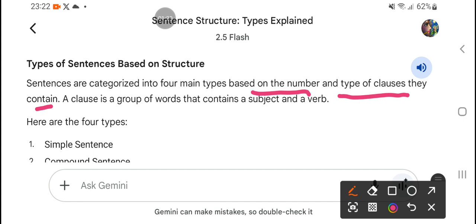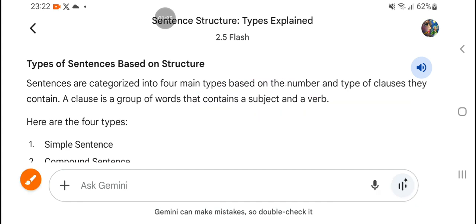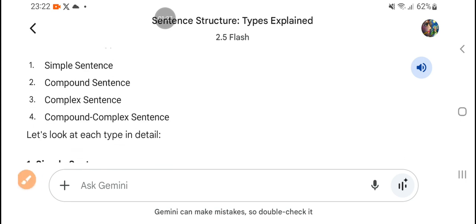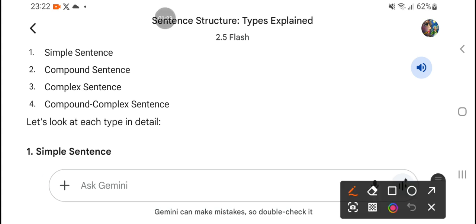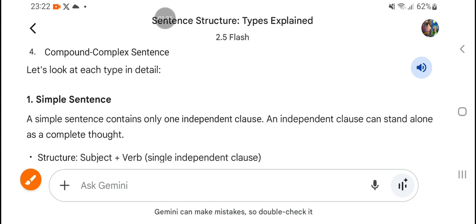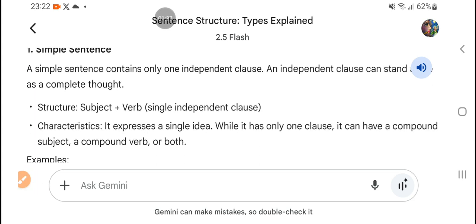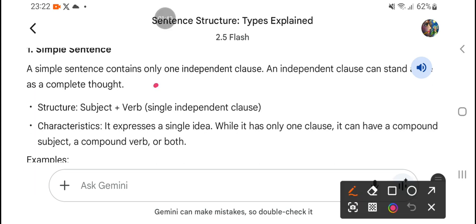So a clause is a group of words that contains a subject and a verb, right? So here: first, simple sentence, compound sentence, complex sentence, compound-complex sentence, okay? Now the first one is the simple sentence. As the name suggests, a simple sentence contains only one independent clause.